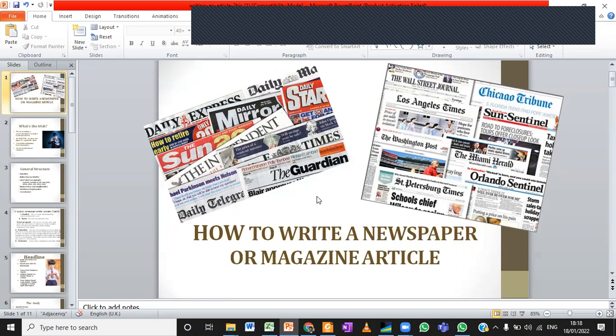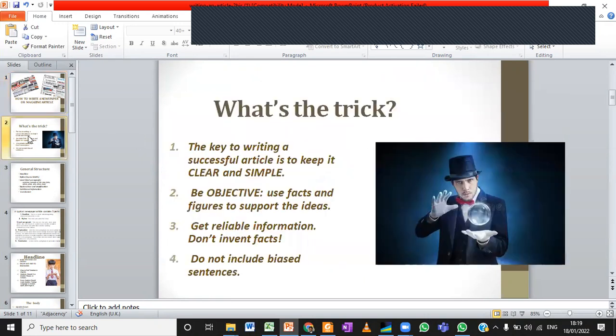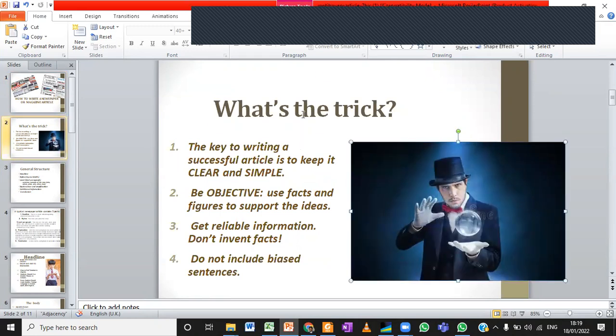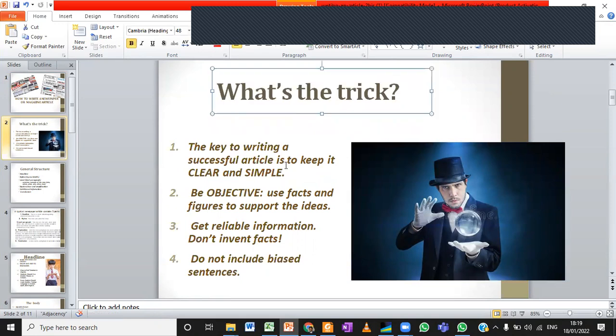But when you say how Shekarau died, is that an article? No. You're actually telling them what happened. Good, that's a report, okay? So in this lesson, I'm going to show you how to write an article for a newspaper or a magazine. The first thing first, what is the trick? How would you make your writing so enticing, attractive?